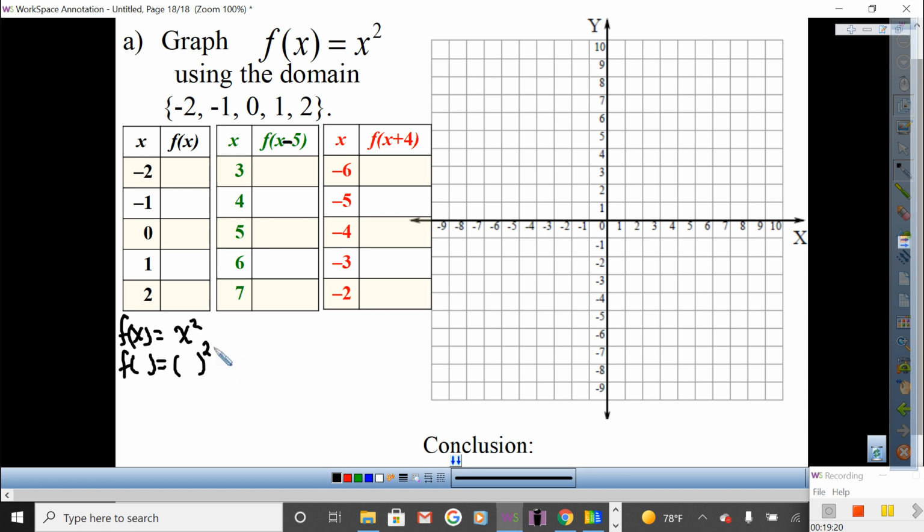Here we go. What is the first value that I'm going to use? -2. So what is -2 to the second power? -2 times -2 is 4.